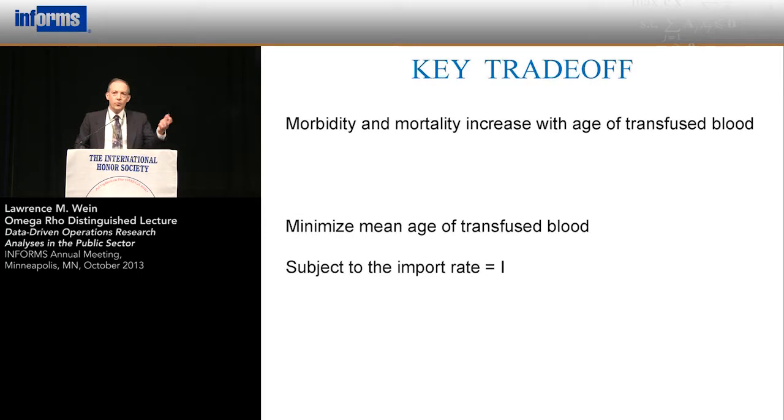So of the two, we can just choose one of those. We're going to choose the import rate as a constraint, and we're going to minimize the mean age of the transfused blood, again going back to that graph from the New England Journal of Medicine paper, which I had nothing to do with.